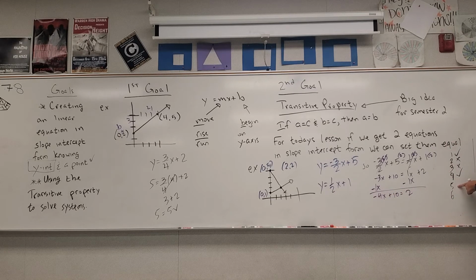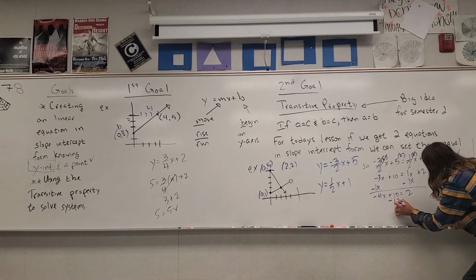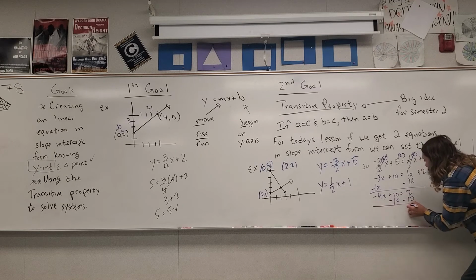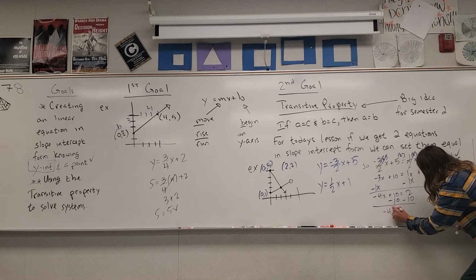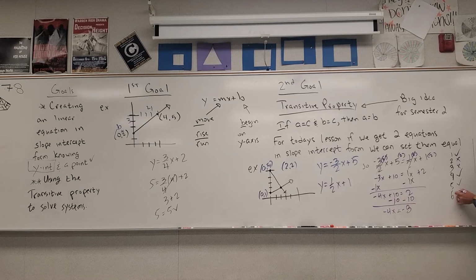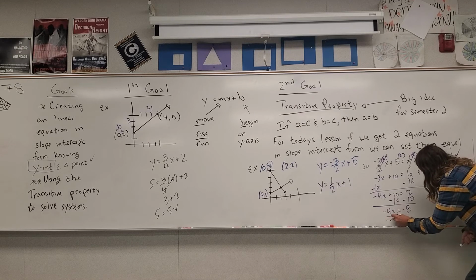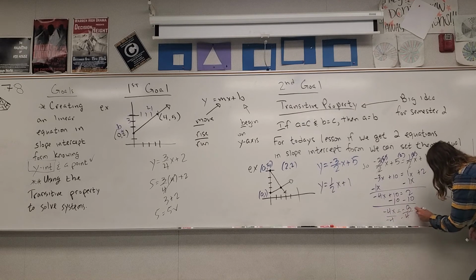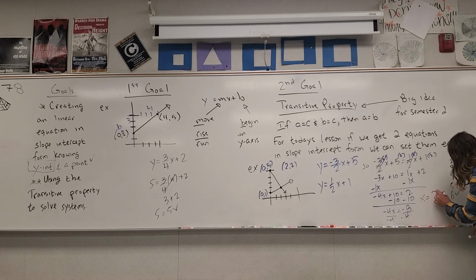Can I add or subtract a weighted number from the x side? Yes, I can. I can subtract the 10. And now I'm left with -4x equals -8. And can I divide away a number? Yes, I can. I can divide away the -4. And I get x is equal to 2.